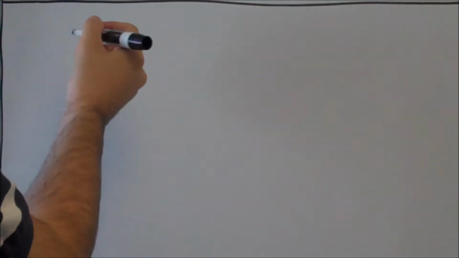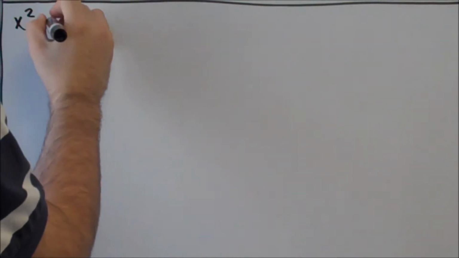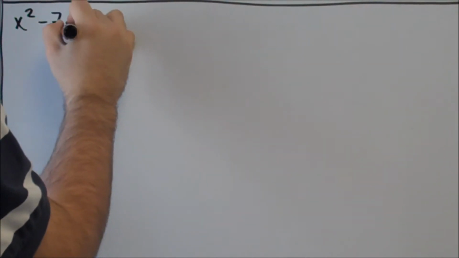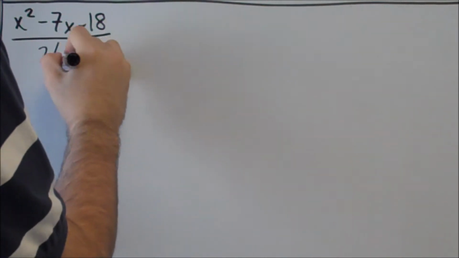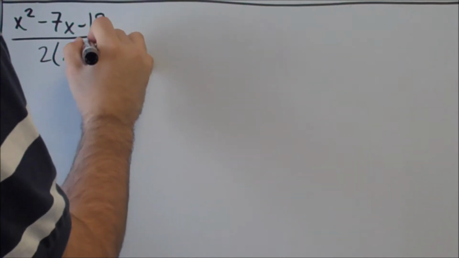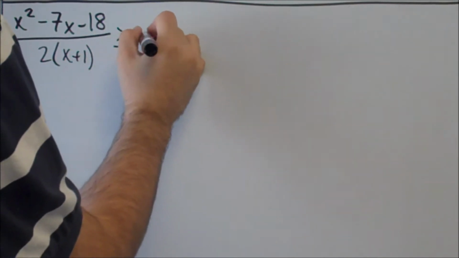Today we are going to talk about simplifying and solving inequalities. Okay, so here's the problem that we have: (x squared minus 7x minus 18) over (2 times (x plus 1)) is greater than or equal to 0.